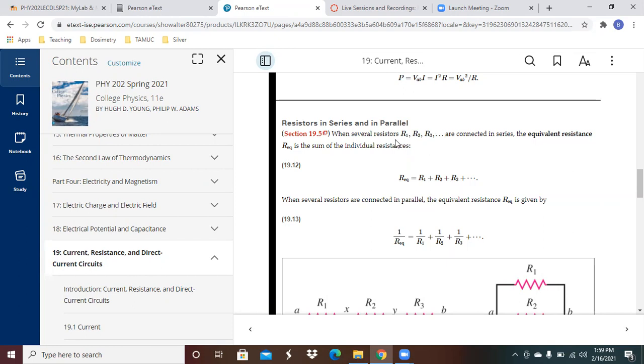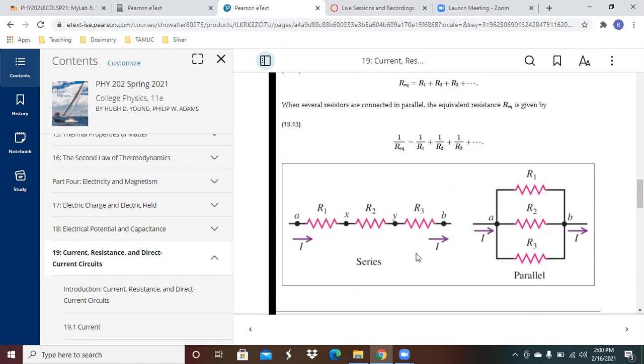So when several resistors are connected in series, the equivalent resistance is going to be the sum of each of those resistances. When several resistors are connected in parallel, the equivalent resistance is going to be given by 1 over that for all of those.